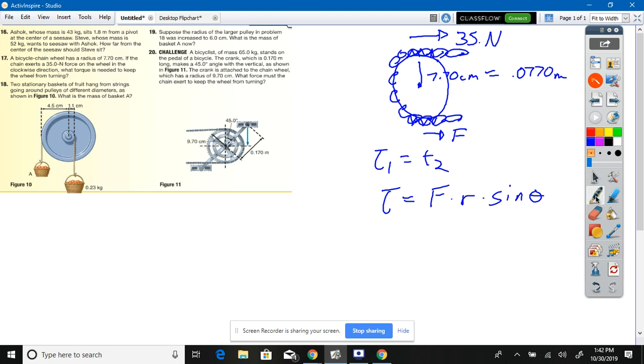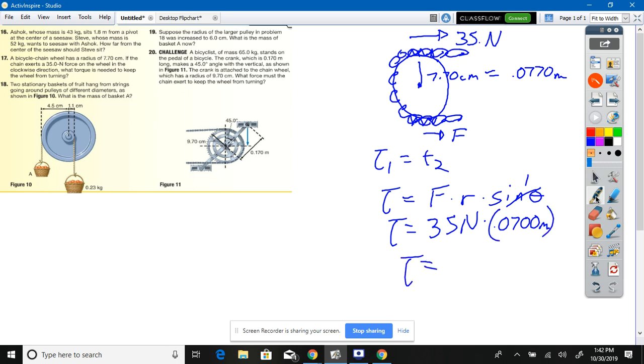Yes. Ryan, you okay, man? Can you go to the nurse? All right. So it's operating perpendicular to the wheel here, and it's also operating perpendicular to the wheel here because it's made it stop. So we need that's sine of 90, right? Yeah. So all we need here is 35 newtons times 0.0770 meters times the sine of 90, which is just 1.